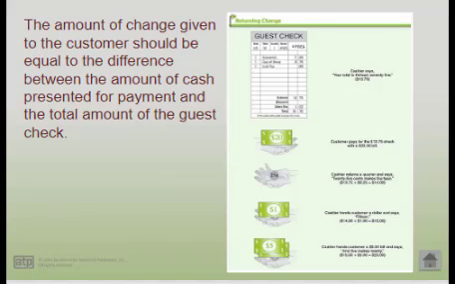The amount of change given to the customer should be equal to the difference between the amount of cash presented for payment and the amount of the guest check. Change should be returned to the customer in an orderly process. The first step is to return any coins. The next step for the cashier would be to hand the customer the bills. The process always ends with the total amount of money originally presented by the customer for payment. This process helps to ensure that the proper amount of change is returned to the customer.